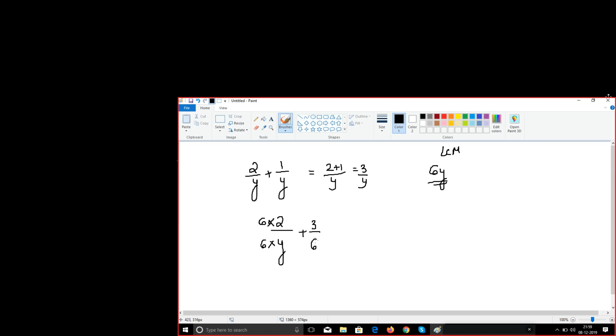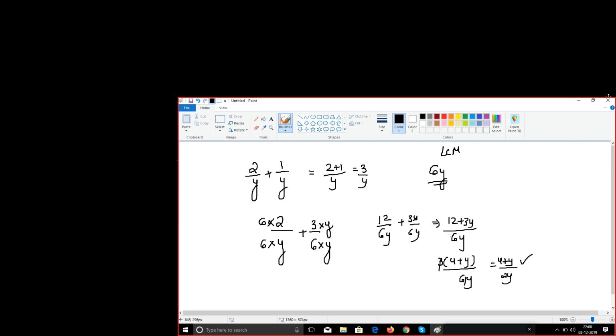Because the value should remain the same. Whatever we are doing with the denominator, we have to do the same with the numerator. Now we multiply this with y and this with y. So it's 12 over 6y plus 3y over 6y. Now the denominators are the same, so it's 12 plus 3y over 6y. If you take out 3 as common, it's 4 plus y divided by 6y. Cancelling out, I'll get 4 plus y divided by 2y.